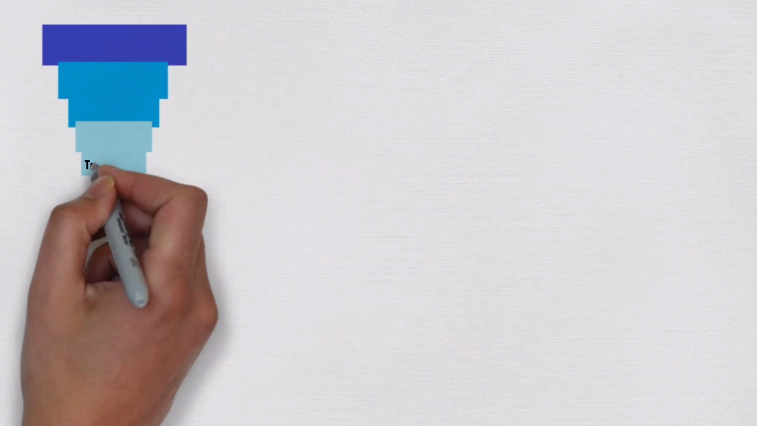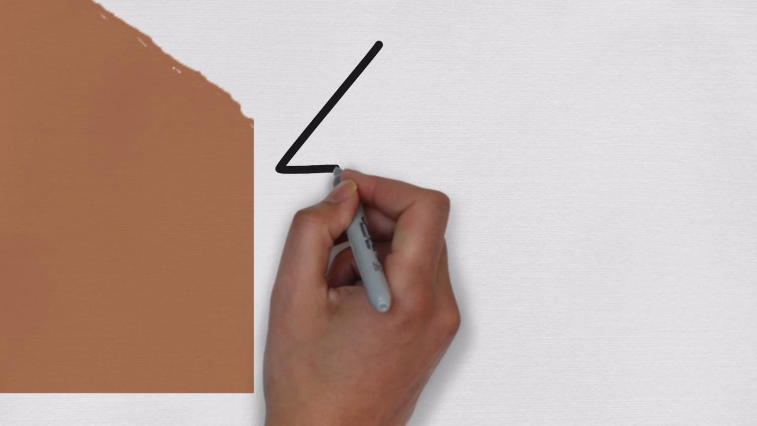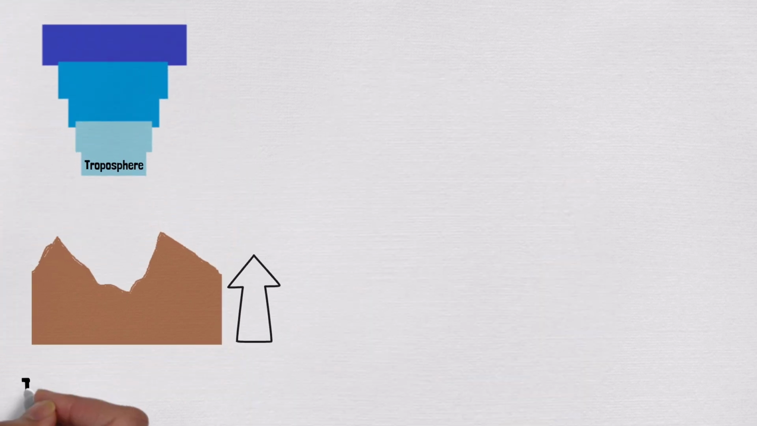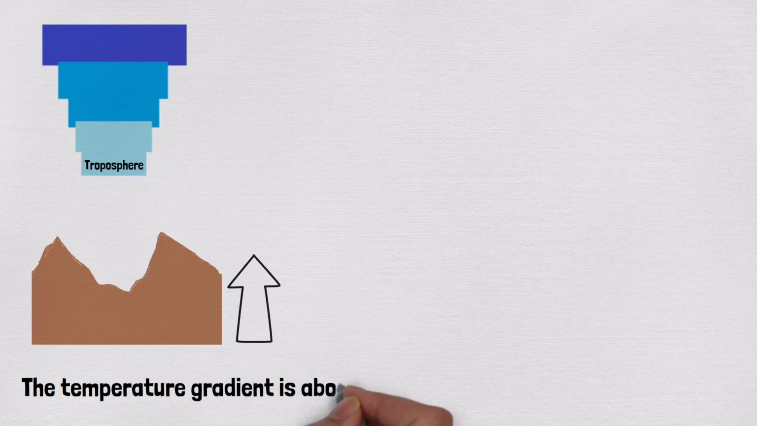Troposphere. The troposphere is the first layer of the atmosphere as we move upward from Earth's surface. It has the highest temperature at ground level, which decreases as altitude increases. The temperature gradient is about 6.5 degrees Celsius per 1,000 meters. This means for every kilometer upward, the temperature drops by 6.5 degrees Celsius.